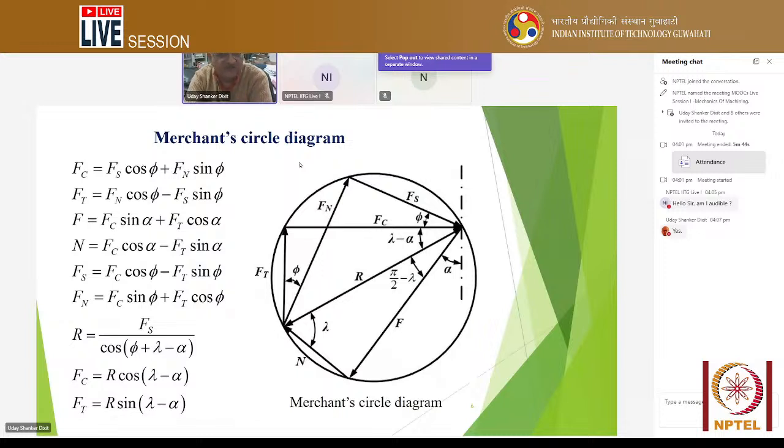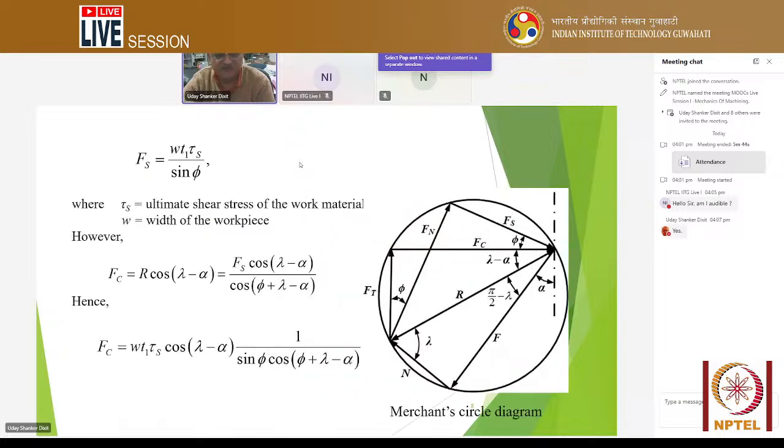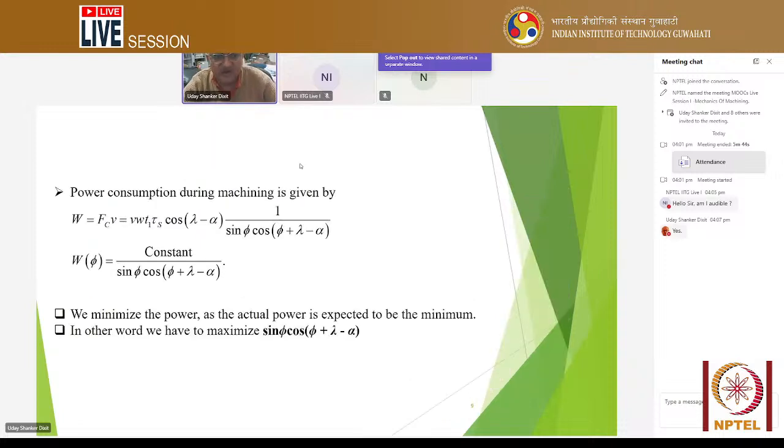Okay, Merchant circle diagram is just for ease of understanding. Otherwise, without that also you can find out how the components are related, and they have been given by this type of formula. You can have effective coefficient of friction, and then you can find out the total power, and power can be differentiated with respect to shear angle.